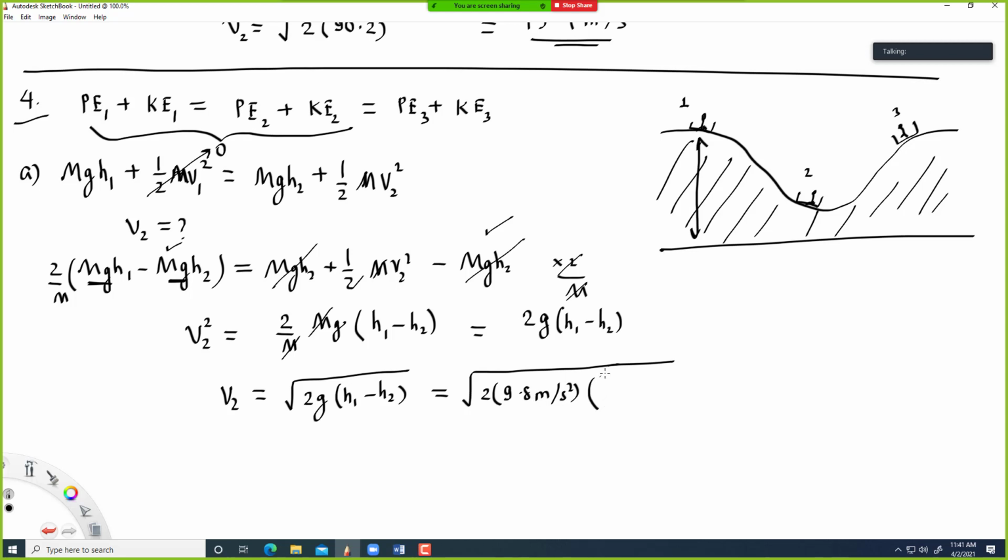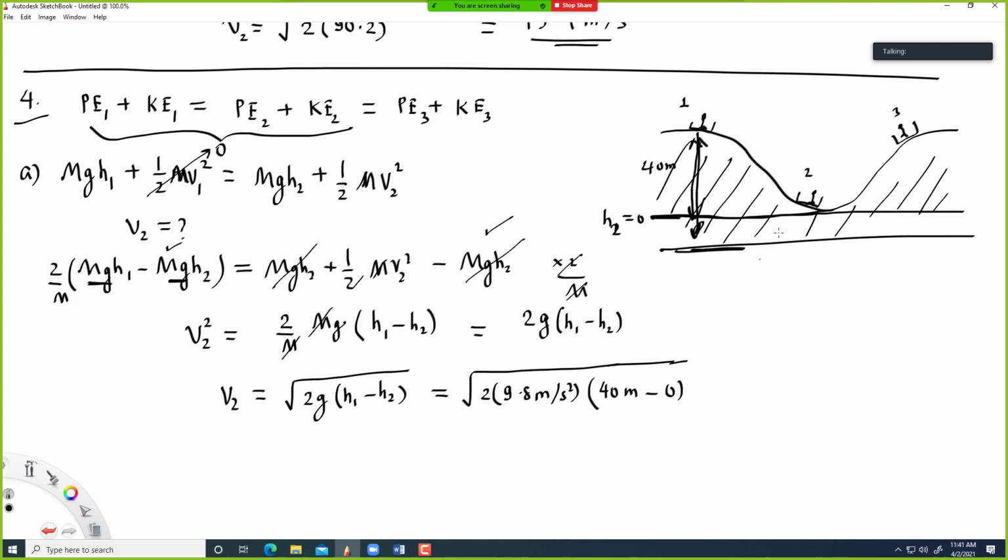Oh, by the way, this height is measured from this bottom, okay? So from here, not from this one. We consider this to be zero height. So h1 is 0 here. From here to here, this height is 40 meters. So h1 is 40 meters, and h2, sorry, is 0.